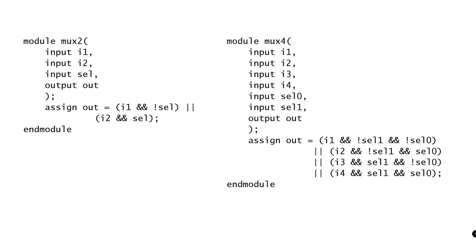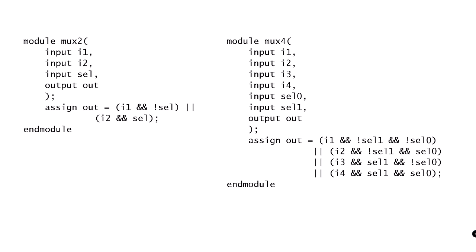On the left-hand side, we have a 2-input multiplexer. It selects between two inputs 1 and 2 based upon another input select. The multiplexer's output is I1 if select is false, and I2 if select is true.